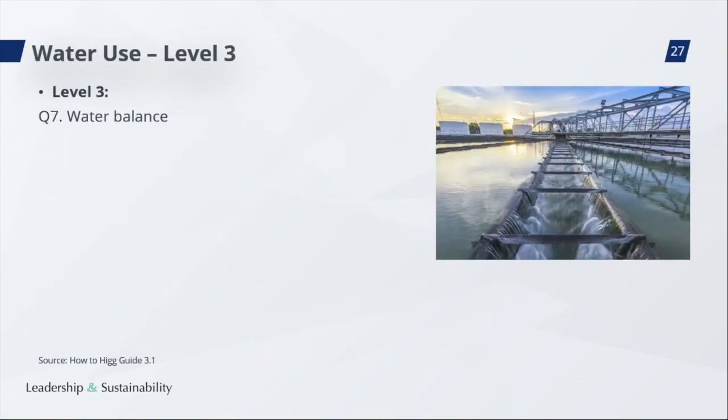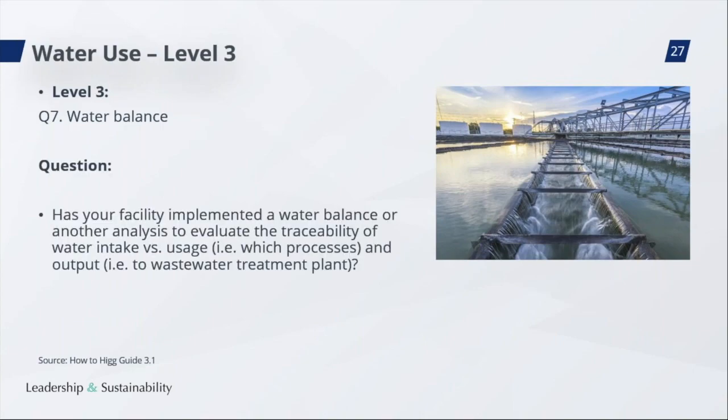And then finally, at level 3, we have one question, question 7. Has your facility implemented a water balance or another analysis to evaluate the traceability of water intake versus usage? For example, which processes and also outputs, for example, to the wastewater treatment plant. And the creation of a full facility water balance provides insight into areas with efficiency improvement opportunities and also allows facilities to identify water that may not have been recorded.